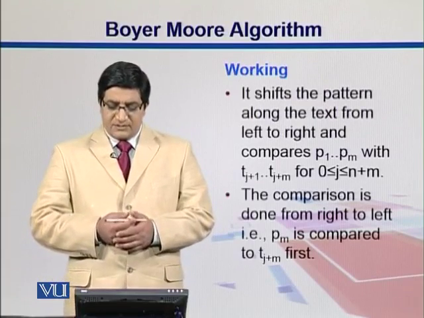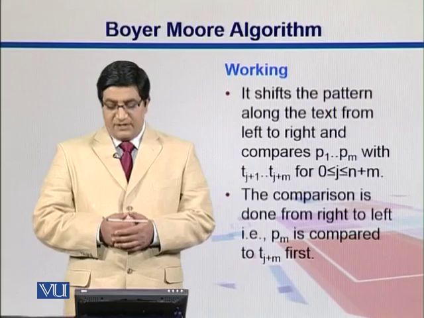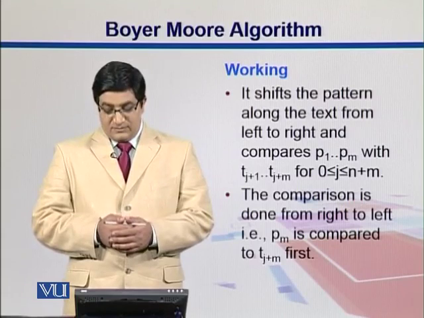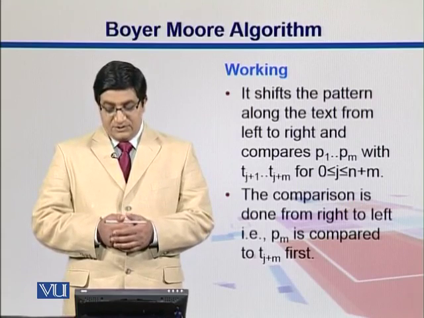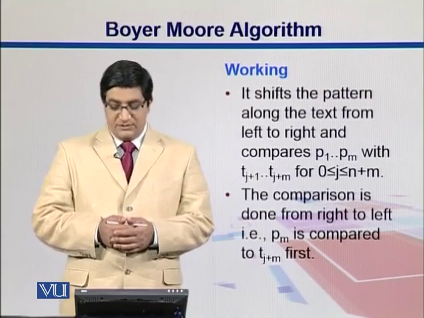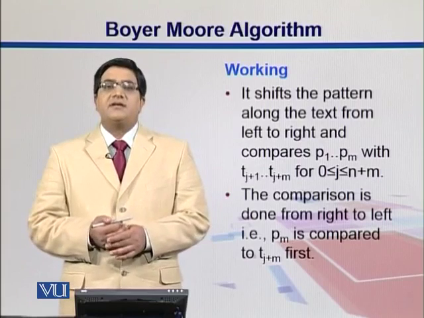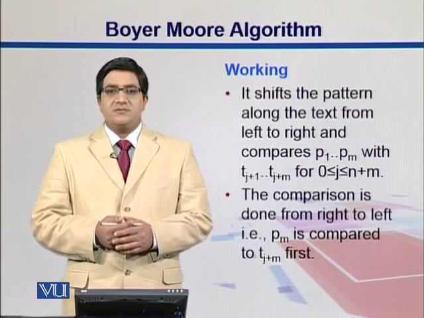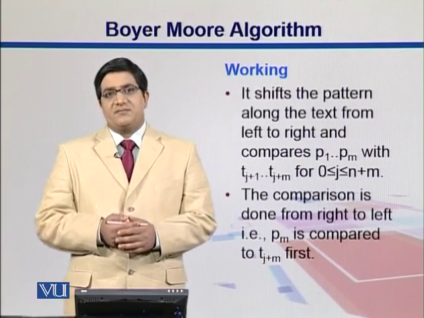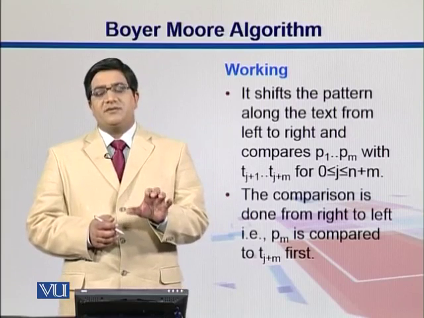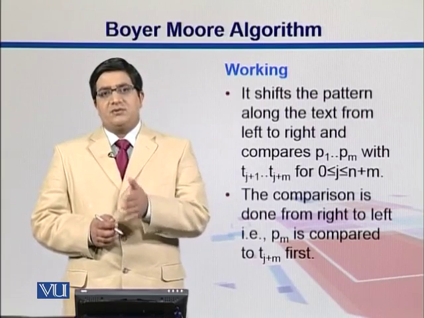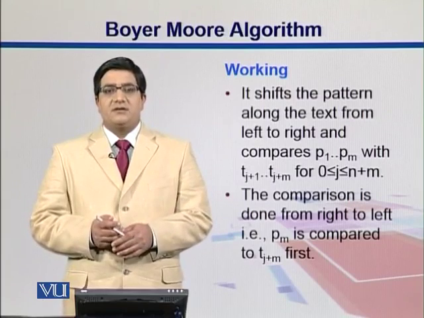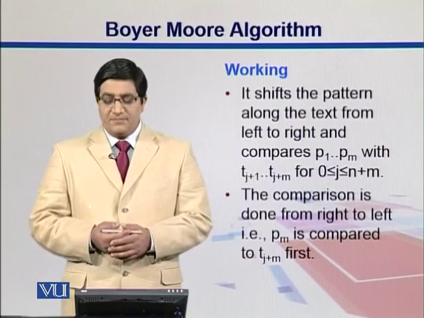It shifts the pattern along the text from left to right and compares P1 through PM, the nucleotides, with T j+1 up to T j+M. What does that mean? Since we start the loops with 0, that's why we add this j+1. So j is the loop keeping track of the positions on your string S, where we are trying to find this pattern, which we label as P.